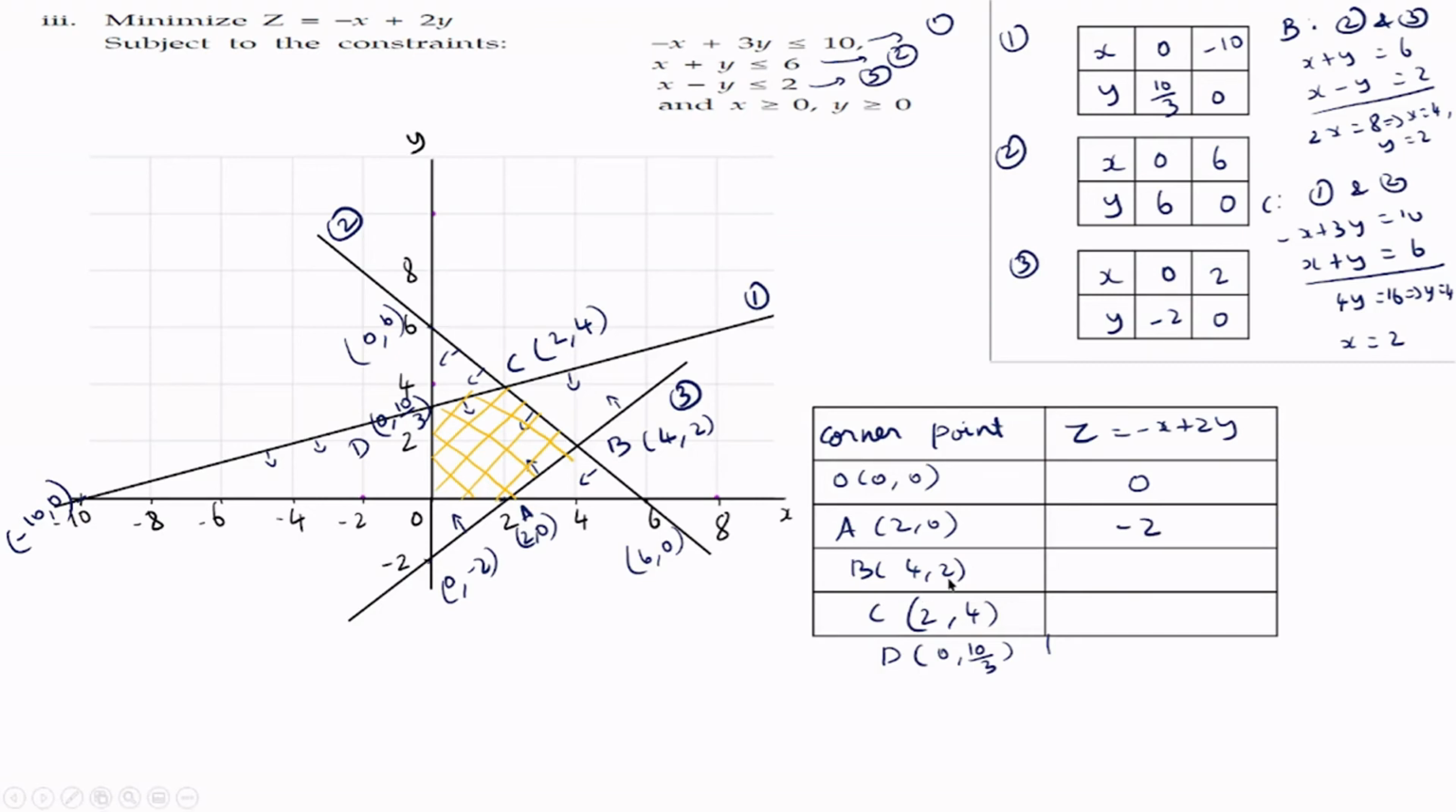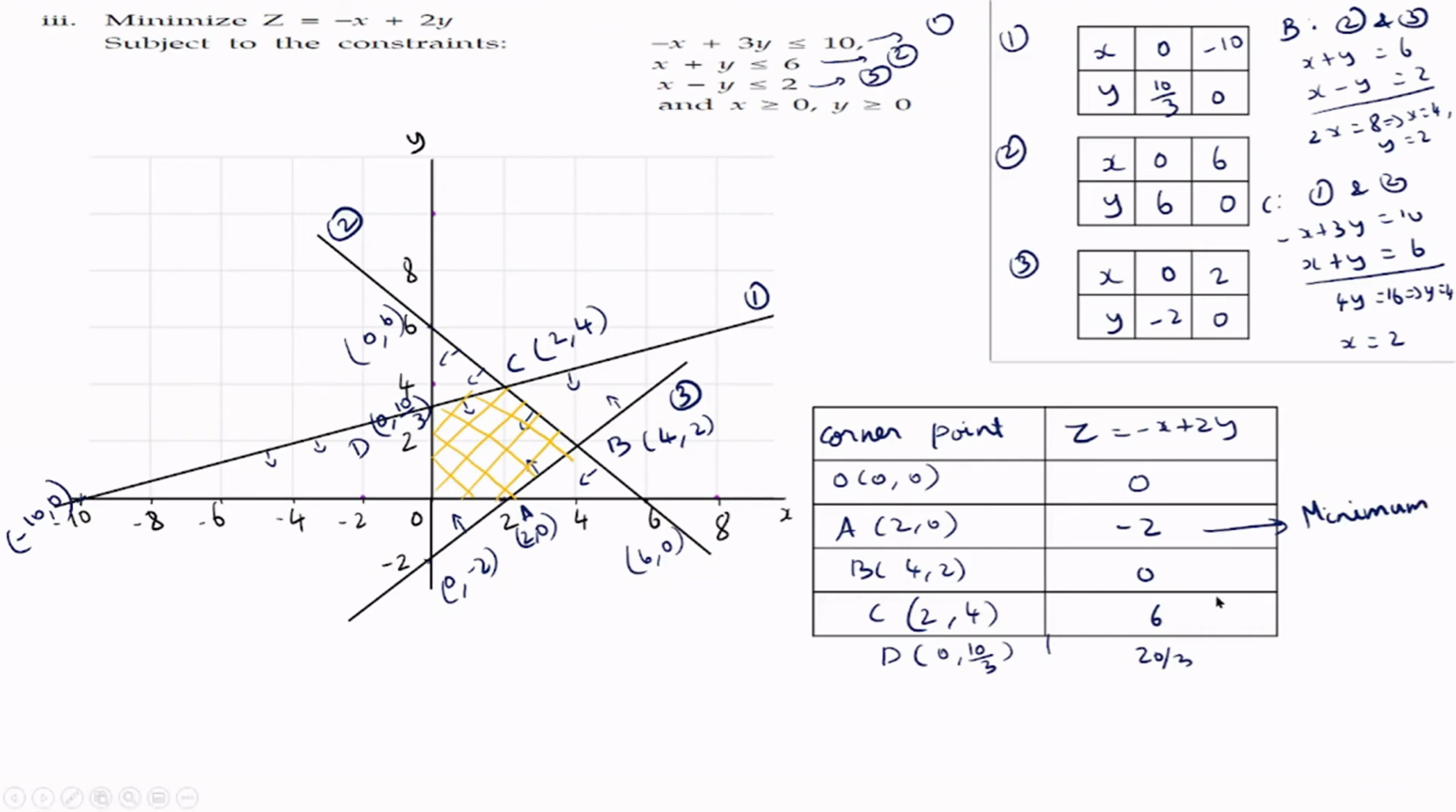Then for B (4, 2), when we substitute x as 4 and y as 2, we get minus 4 plus 4, it is 0. Then when we substitute (2, 4), that is x as 2 and y as 4, we get minus 2 plus 8, it is 6. Then when we substitute x as 0 and y as 10/3, we get 20/3. So this is the maximum value.